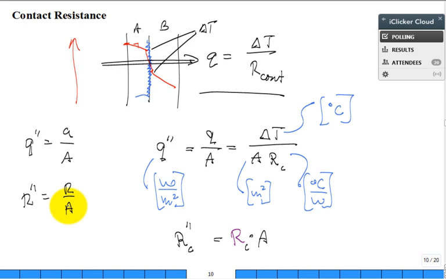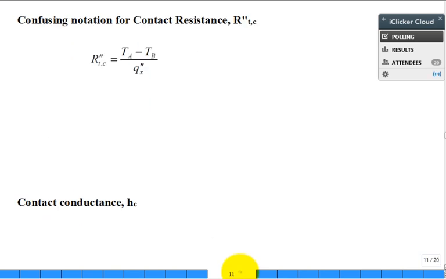This book has it right here. So they introduced this contact resistance, R double prime, subscript T, I like that, thermal for subscript T, comma, C, contact. That makes sense to me, the subscript. But what about that double prime? Well, this is the way they define it. We just worked through that, didn't we?